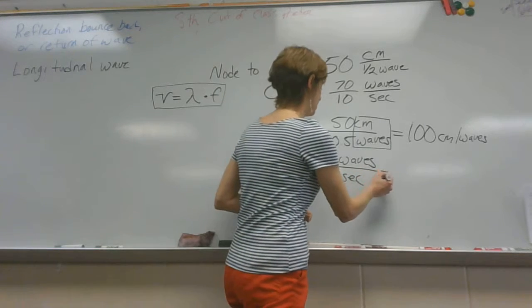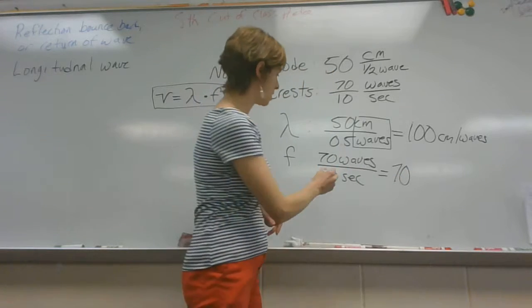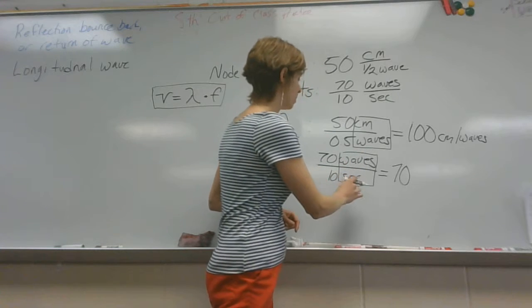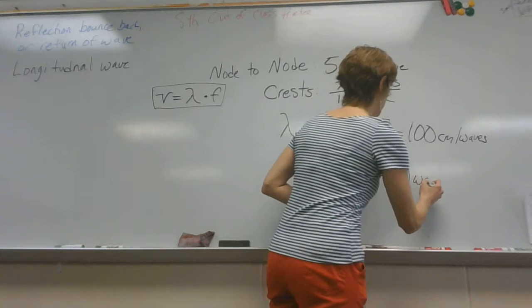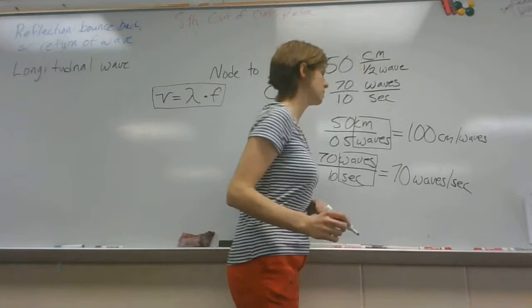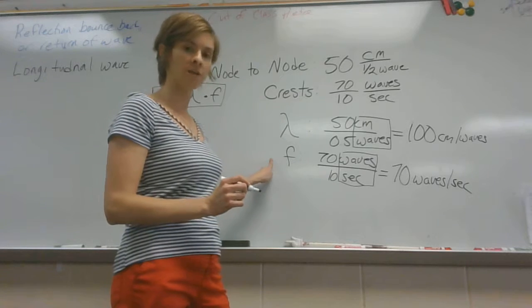Our answer ends up being 7.0. And we need to include units. Our units are right here. 7.0 waves per 1 second. So we do waves per second. All right. And now we have our wavelength and our frequency.